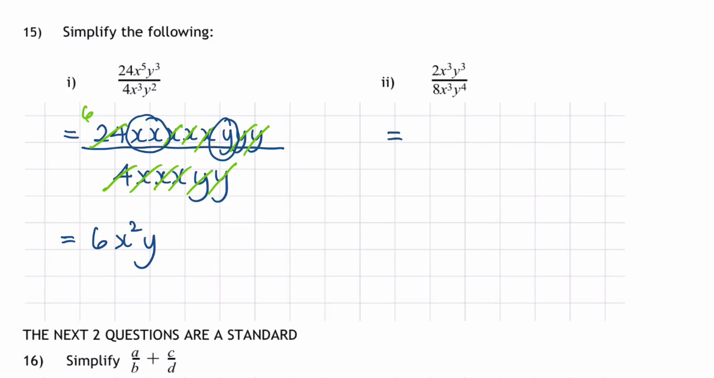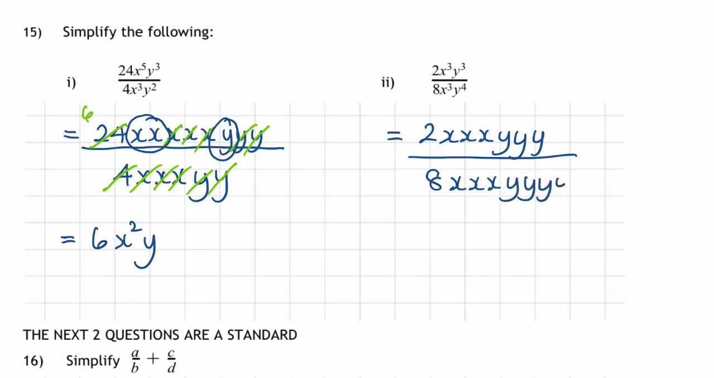And similarly for the next one, we have a 2, we have x, x and x, y, y and y. That's all over 8, and then we've got 3 x's, and we've got 4 y's, 1, 2, 3, and 4. Let's cancel what we can. So 1, 2, 3, and 1, 2, 3. The 3 x's would cancel with the 3 x's. Common factor of 2 here, so 2 goes into 2 once, and 2 goes into 8 4 times. So what we're left with is just the 1 on the top, and then we've got the 4, and we have this y here.